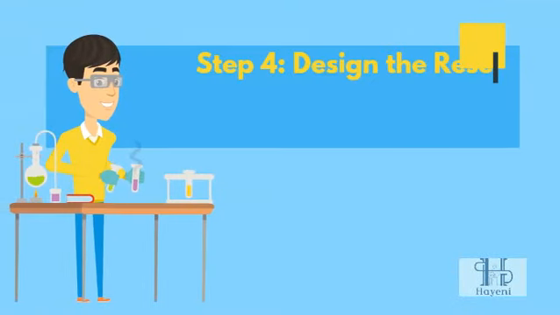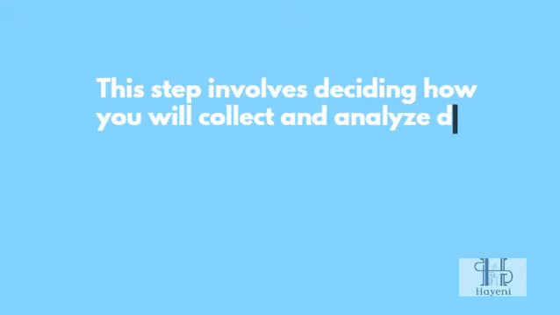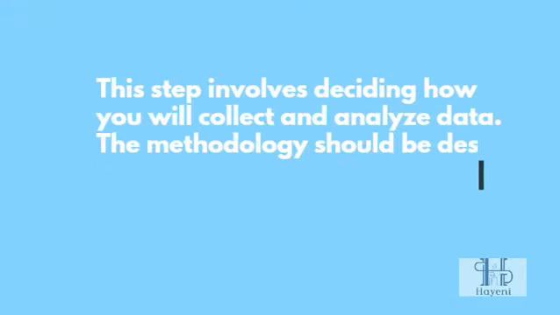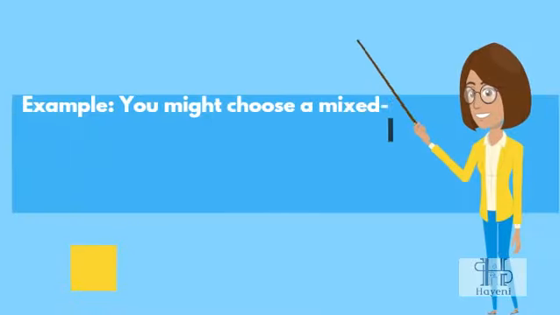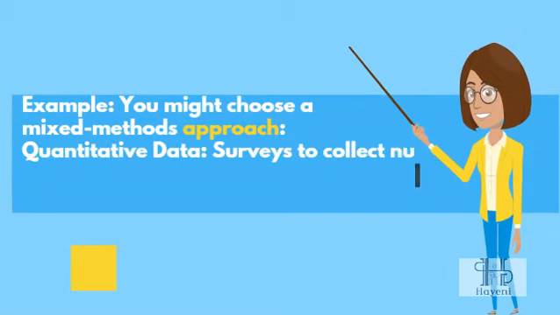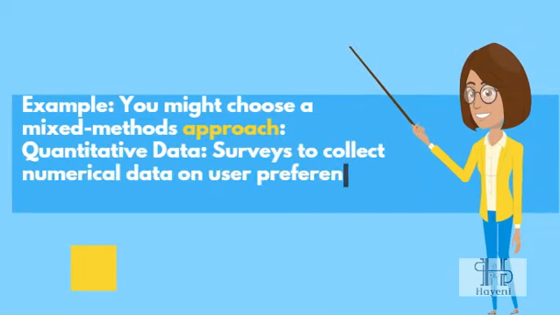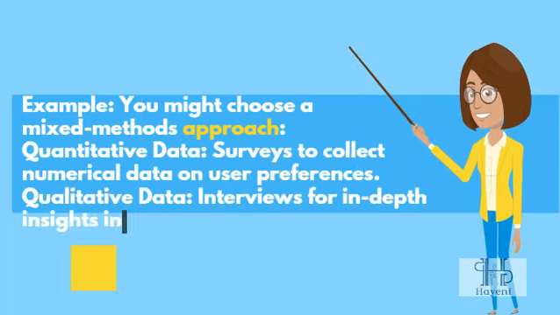Step 4. Design the research methodology. This step involves deciding how you will collect and analyze data. The methodology should be designed to address your research problem effectively. Example: you might choose a mixed methods approach. Quantitative data, surveys to collect numerical data on user preferences. Qualitative data, interviews for in-depth insights into user experiences.